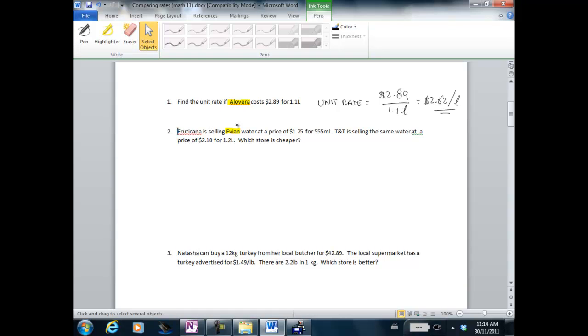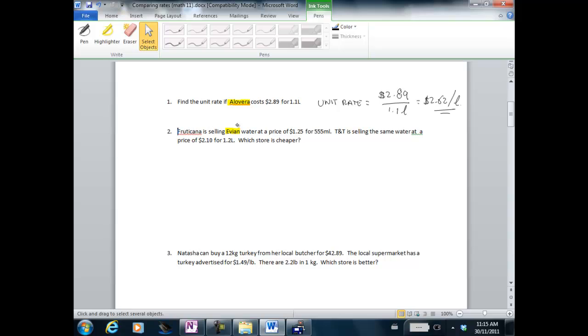Guys, here's your question. Fruticana is selling Evian water for $1.25 for 555 milliliters. My other favorite store, T&T, represent, gotta represent my culture, is selling the same water at a price of $2.10 for 1.2 liters. Which store is cheaper? This is the reason why we need to use unit rates. Without unit rates, you can't compare.